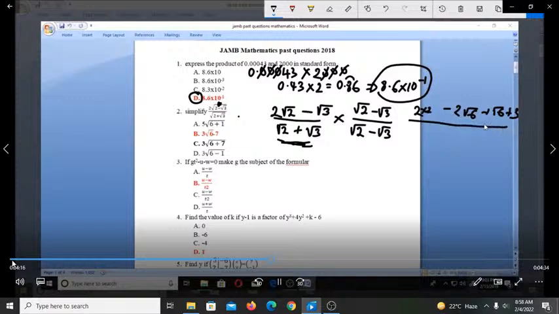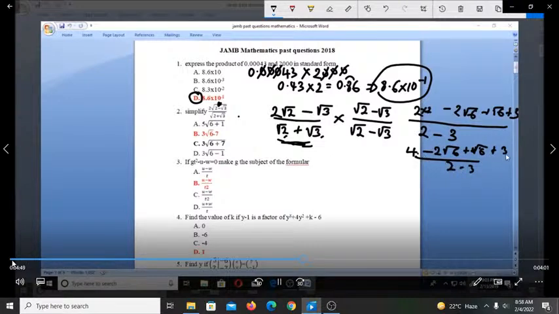So that's what we're going to have all over. If you're multiplying two conjugates, you're going to have the first one squared minus the second one squared. So the first one is root 2, so squared is going to be 2, minus root 3 squared is going to be 3. So that we now have 2 times 2 will give us 4 minus 2 root 6 plus root 6 plus 3, all over 2 minus 3.